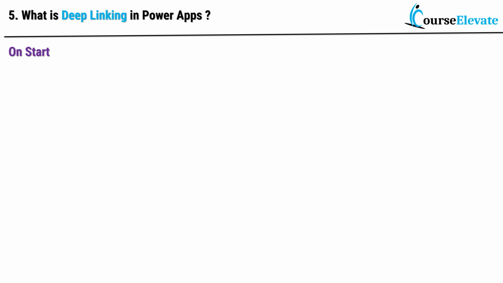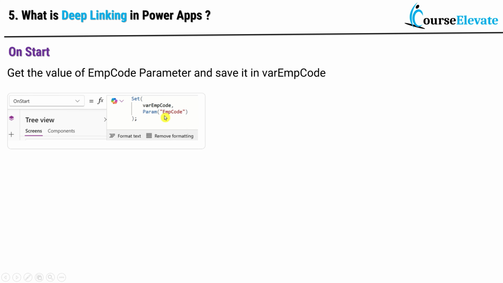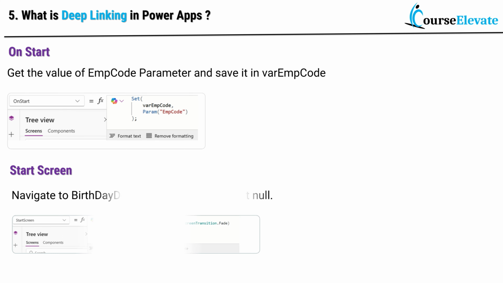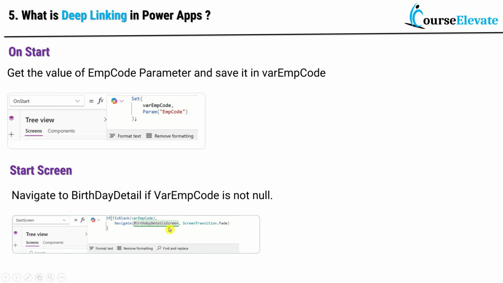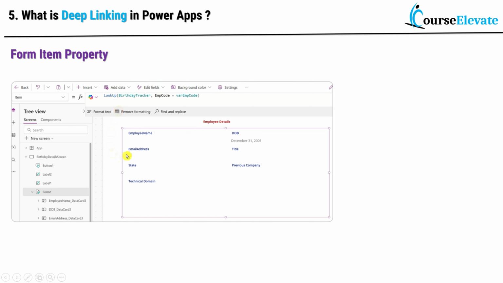How will we do that? First we pass the empcode parameter in the URL, and then in the OnStart property we get the value of that empcode parameter and store it in the global variable varEmpCode. Then in the OnStart property of the app, we navigate the user to the birthday details screen if varEmpCode is not null. On the birthday details screen, in the LookUp function of the Item property, we fetch the corresponding employee with empcode equal to varEmpCode, the global variable, so that it displays the corresponding employee record.